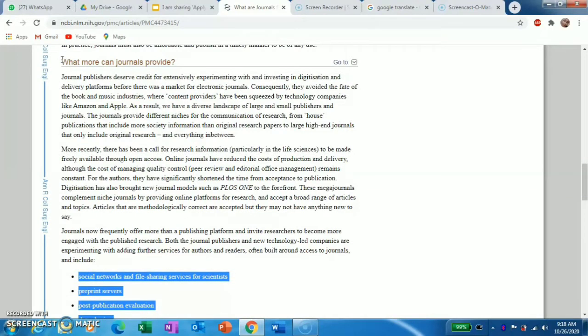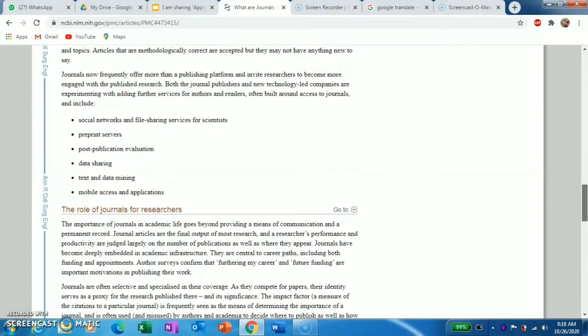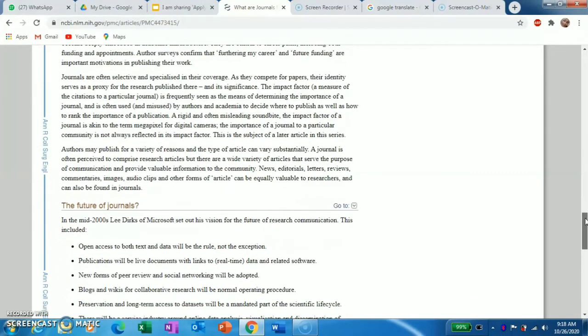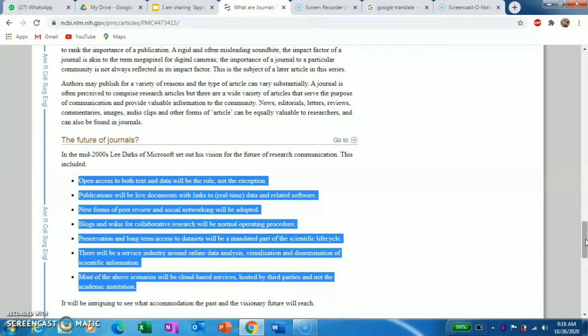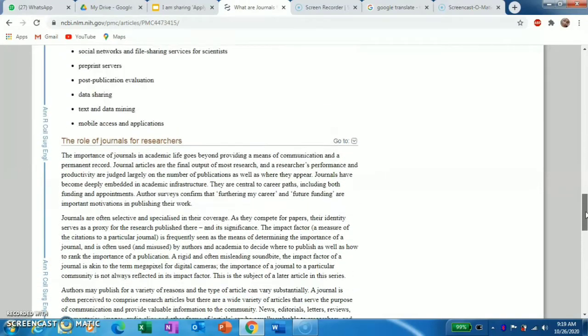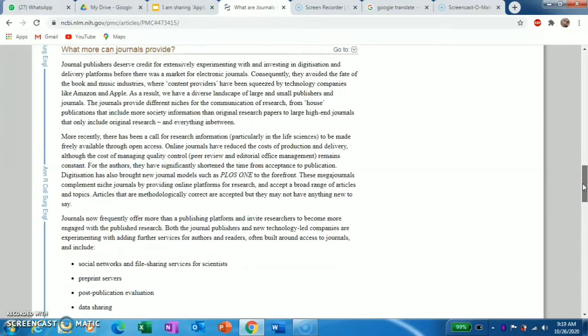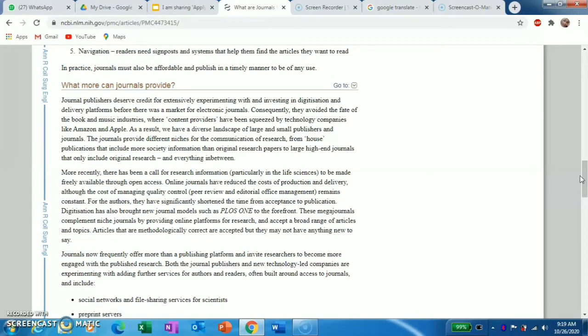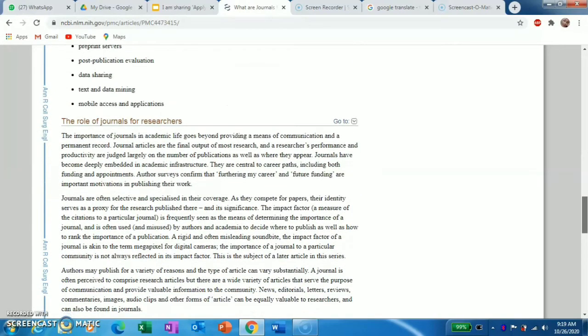In this journal, I noticed the points for what journals can provide and the future of journals, because these parts of the journal have points that strongly help me understand the content of the article. Then, as I skim further, I also noticed the heading "The role of journals for researchers" here. I will pause this video to read for a minute.